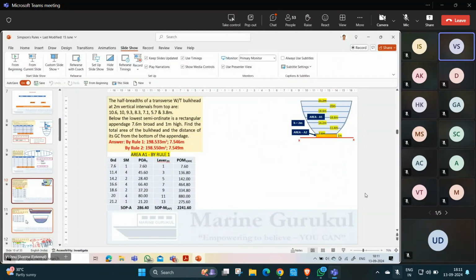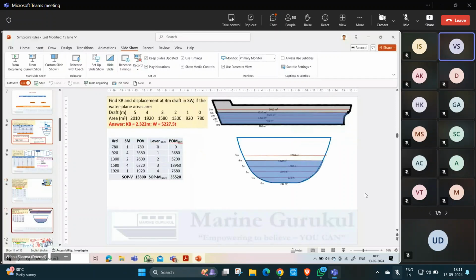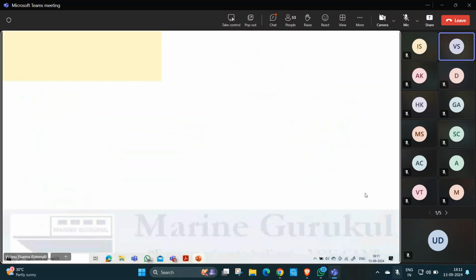Here we divided the total area into two, took the distance of the geometric centers, each one of them from XX, and then we combined them by the principle of moments. So please remember this concept. We'll be using it repeatedly. Now we come to this question, the next question. They'll be in the same order as in the book.